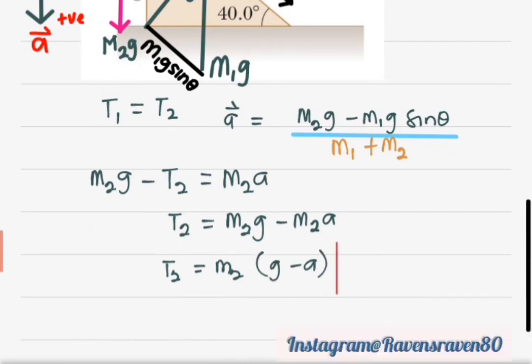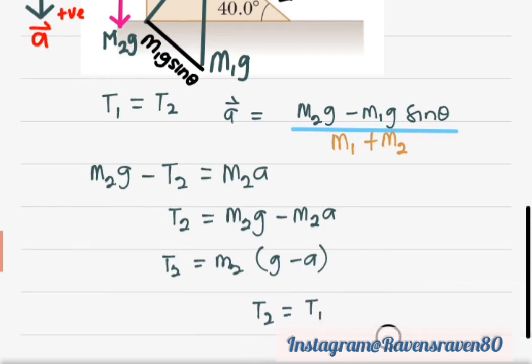So there you have it. That's how you find the acceleration and the tension. Notice that T2 is equal to T1. If you don't want to find T2, you can also find T1 in a similar way.